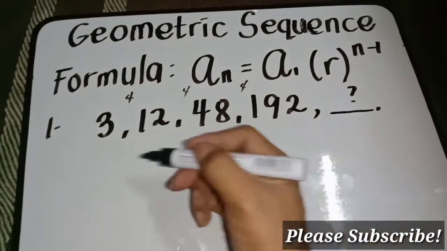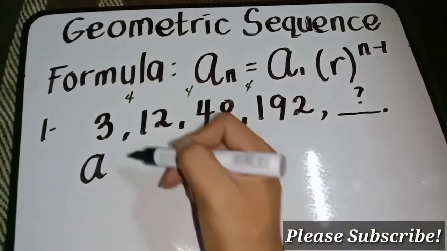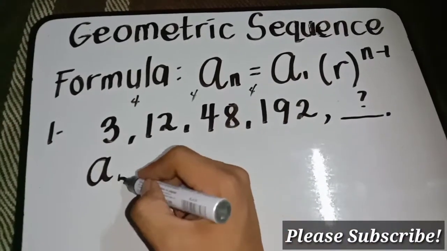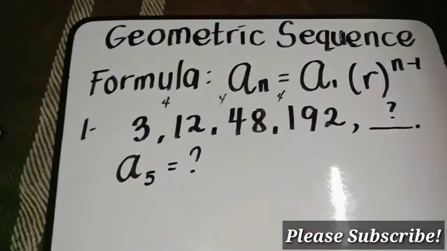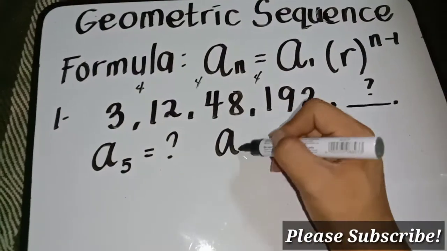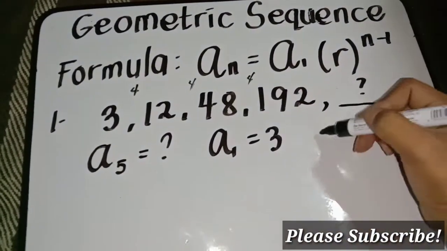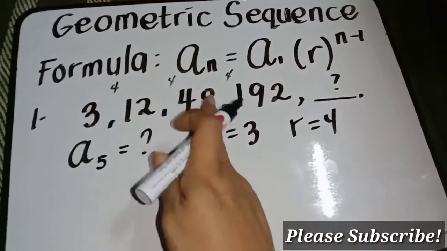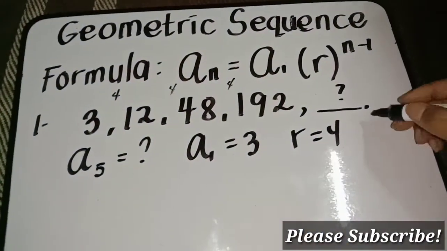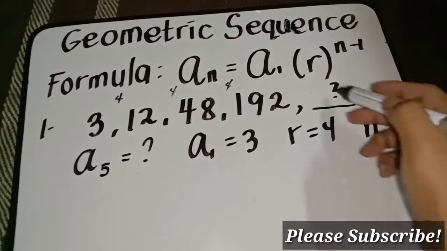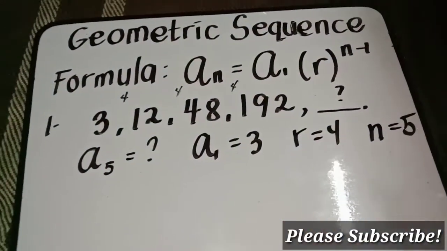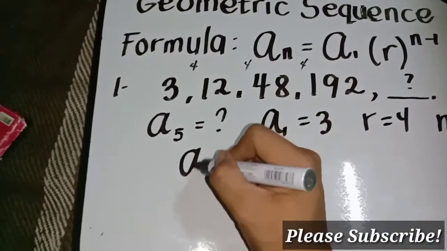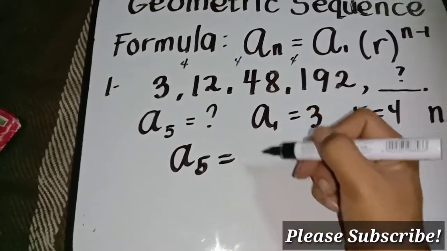So let's have the given. So we're looking for the last term. So 1, 2, 3, 4, 5. So we're looking for the value of the last term. How about the first term, which is 3? Yung R natin, which is 4, the common ratio, yung dinivide natin yung second to first, third to second, and then so on and so forth. And then our n, the n term, so ilang term yan lahat? So 5.